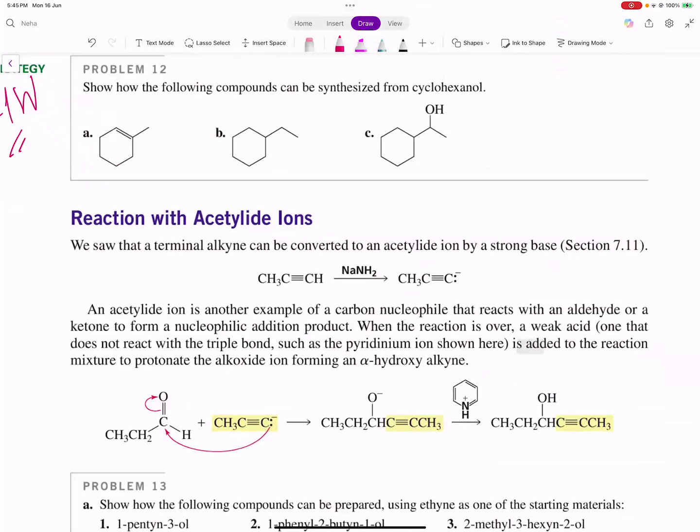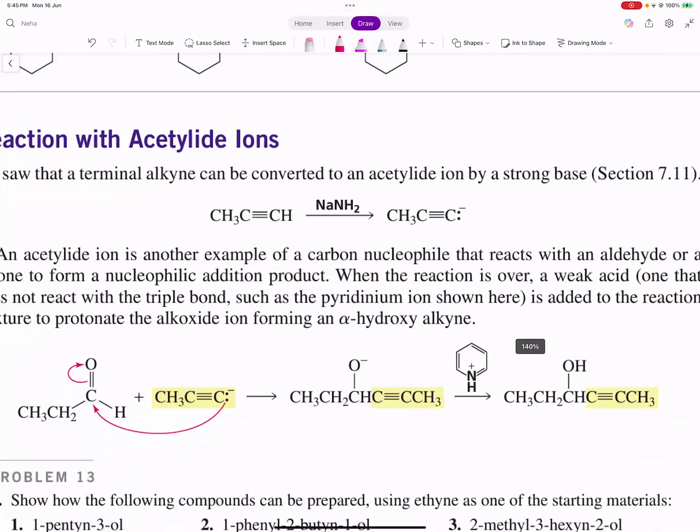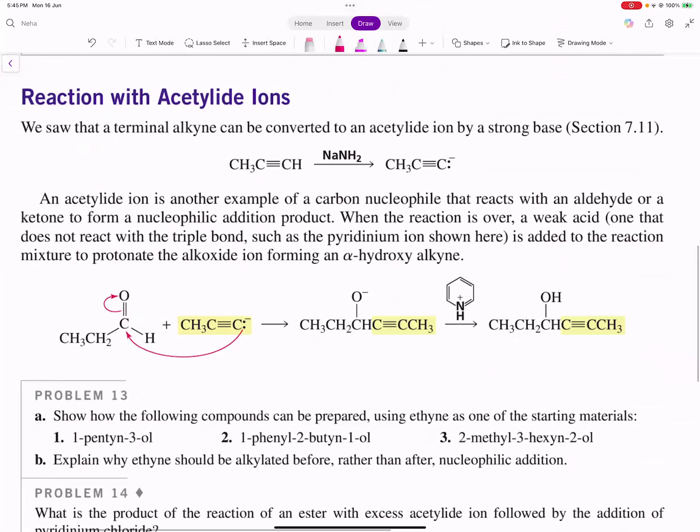Reaction with acetylide ions, we don't care. These are also nucleophiles. Nucleophilic addition is taking place.